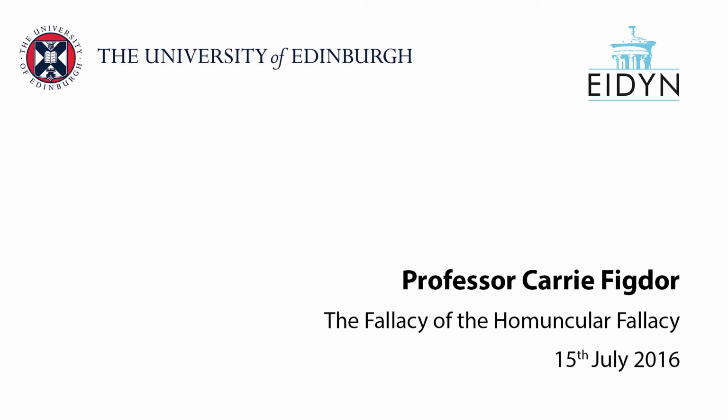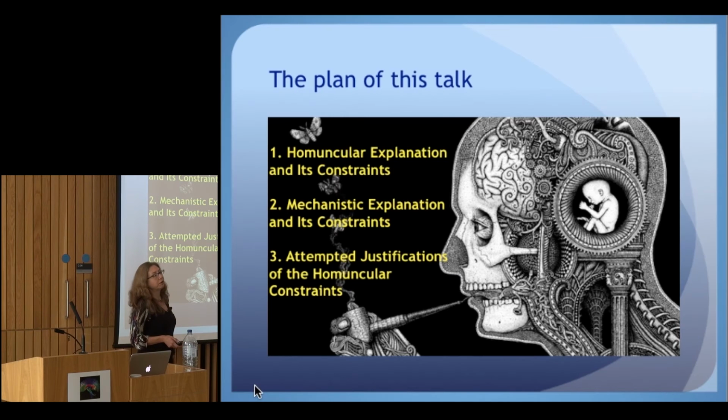So let me just say something about what I'll be doing in this particular talk. I'm going to first start out with a brief discussion of homuncular explanation and the constraints that are built into that conception. I'll then look at mechanistic explanation as that has been described recently in the philosophy of science, in the literature on explanation. And then I will look at some attempted justifications of the homuncular constraints in the face of the difficulties that there are with the particular constraints that are specific to homuncular functionalism.